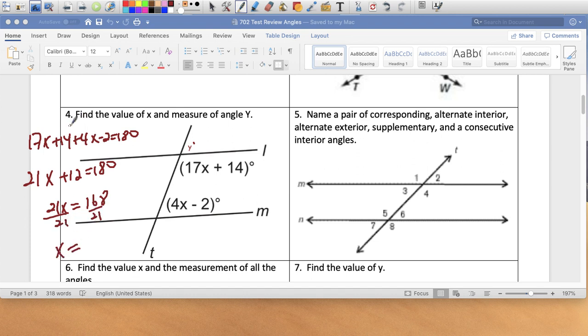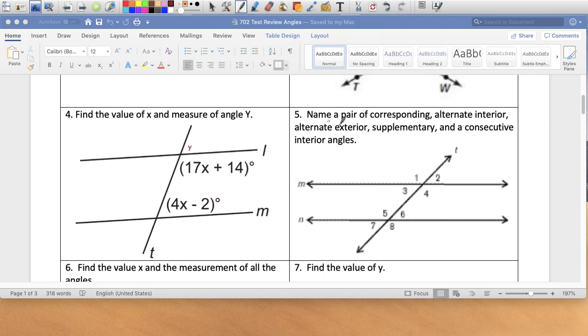X equals, I have no idea because I have no idea where my calculator is. So, Alexa, what's 168 divided by 21? 168 divided by 21 is 8. Alright, so that's that. Let's find out this number here. So if I put 4 times 8 minus 2, I get 32 minus 2 equals 30. Now, the reason I did this angle here is that this angle and y are corresponding, right? So if this angle is 30, guess what? Y is also 30. Okay.